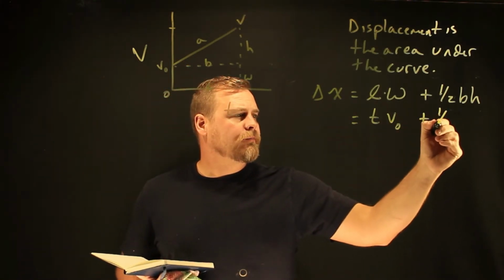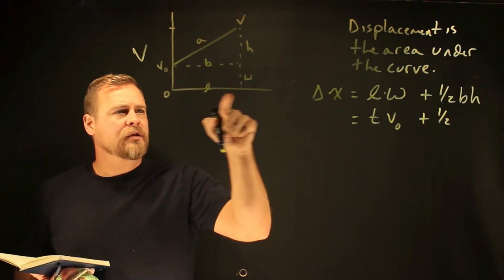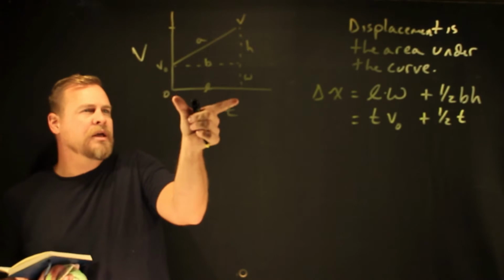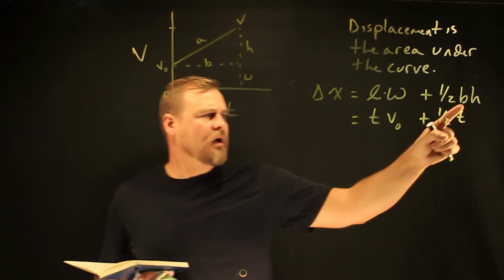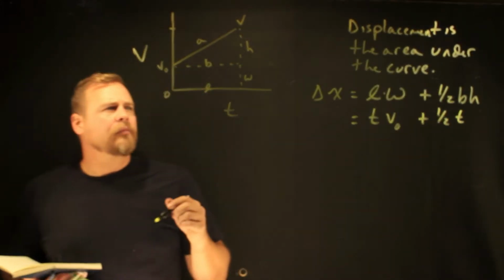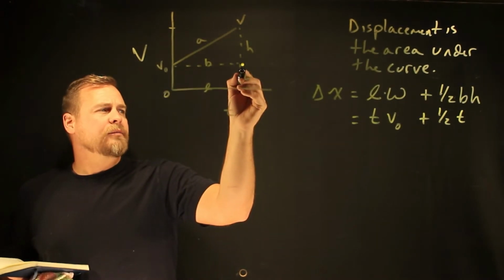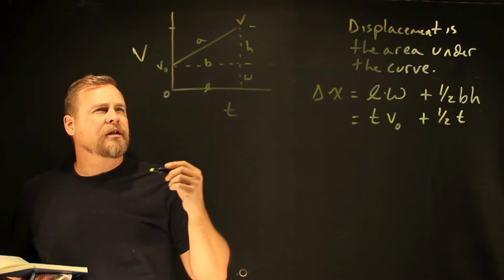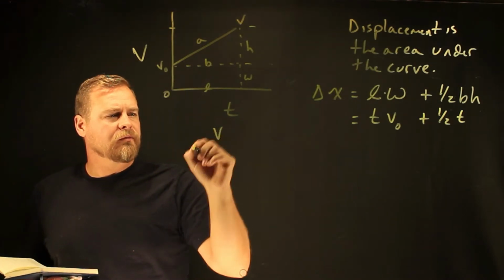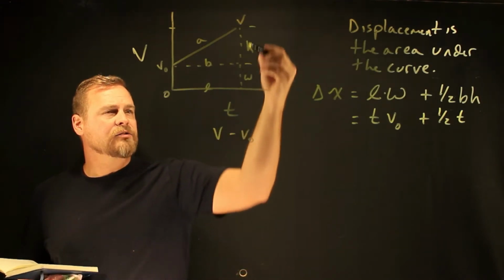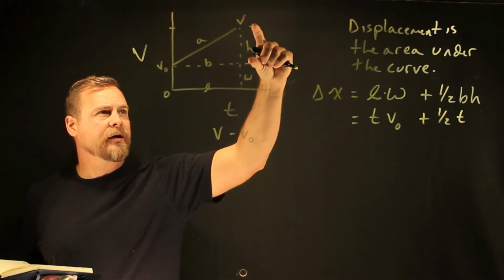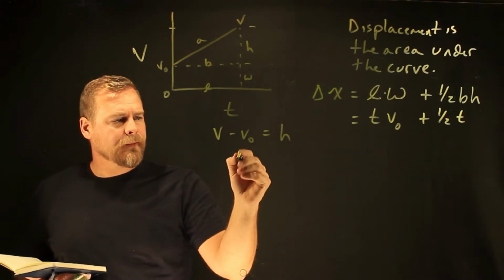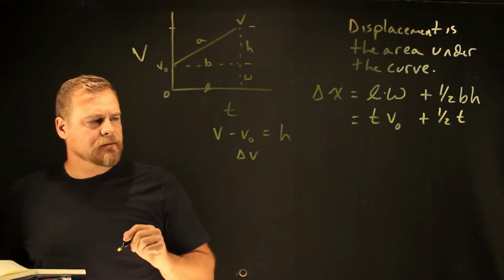The triangle, 1/2 base height. The base is going to be t, because it's the same as the length. The height, however, is a little bit confusing, right? It appears to go from v naught to v. And so going from v minus v naught, so if we were to do the subtraction to find that height, that's also the change in velocity.